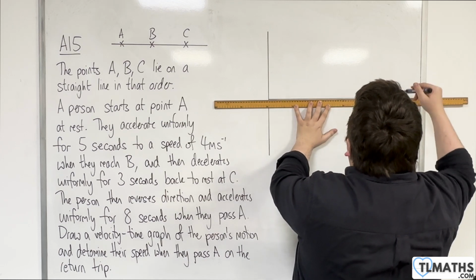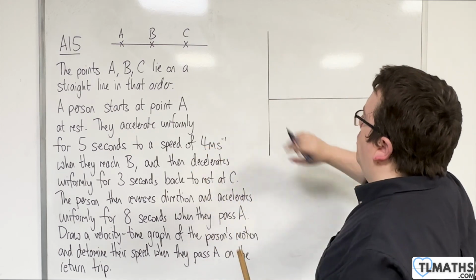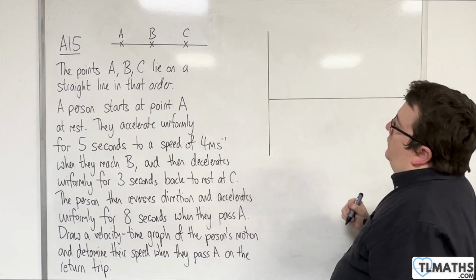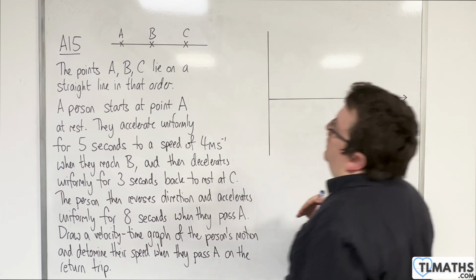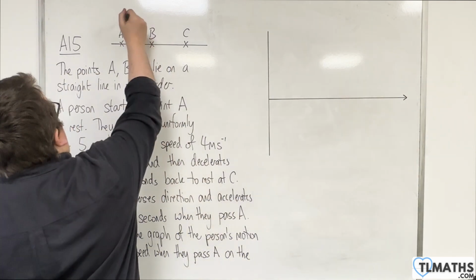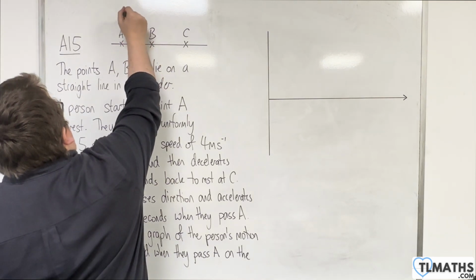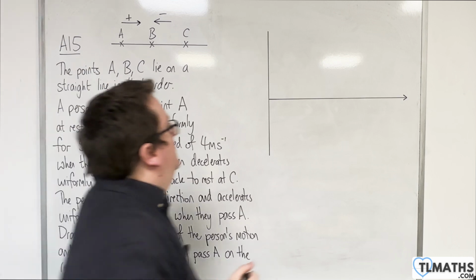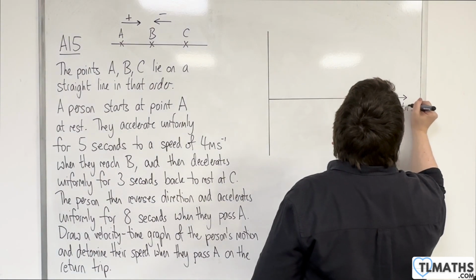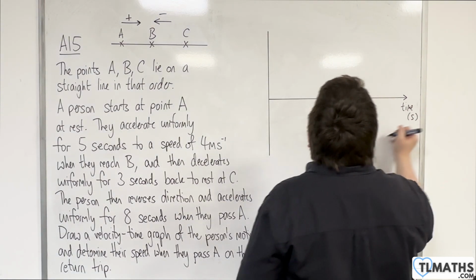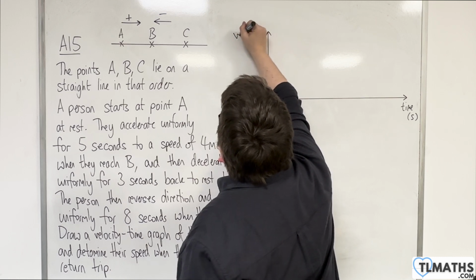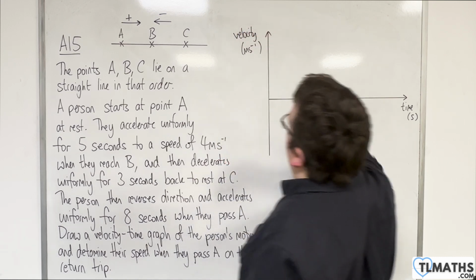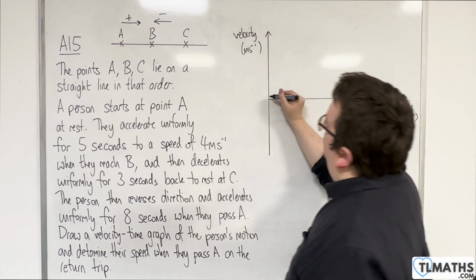Okay, so you'll notice I'm leaving room for a negative velocity here because we're going to be travelling for some portion of this in the reverse direction. So we're going to be taking this direction to be positive and this direction to be negative. Okay, so this is time in seconds, and this is going to be velocity in meters per second. And this is, of course, 0.